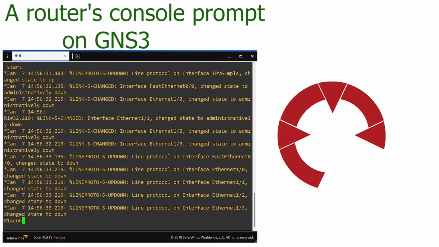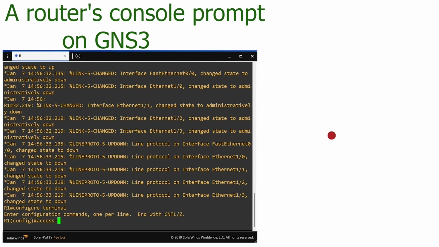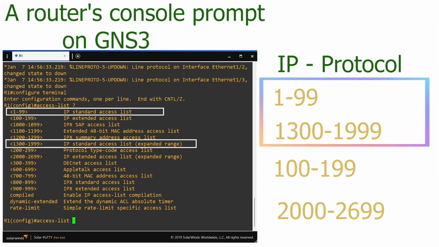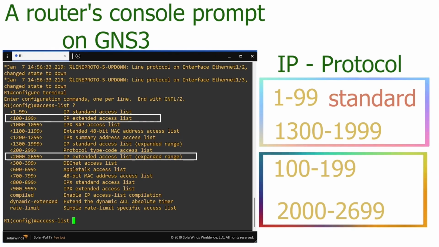The ACL specifies a range of numbers for each network layer protocol. For the IP protocol, it specifies the following ranges. From these ranges, the ranges 1 to 99 and 1300 to 1999 are used for standard access lists, and the ranges 100 to 199 and 2000 to 2699 are used for extended access lists.